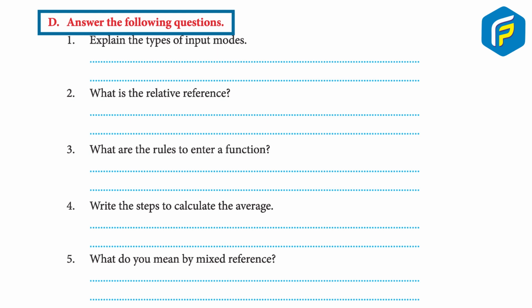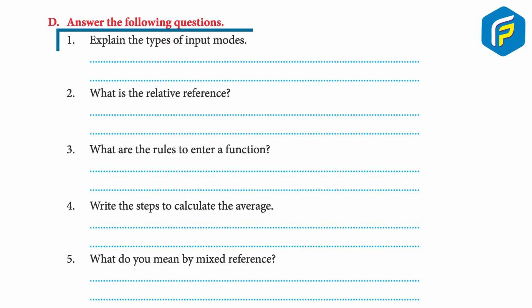D. Answer the following questions. 1. Explain the types of input modes. Answer: 1. Enter mode. This mode appears when you type the equal sign to begin the formula. It is the mode you use to enter text. 2. Point mode. When we press any navigation key on the keyboard, Excel enters point mode. This is the mode you use to select a cell or range as a formula operand.